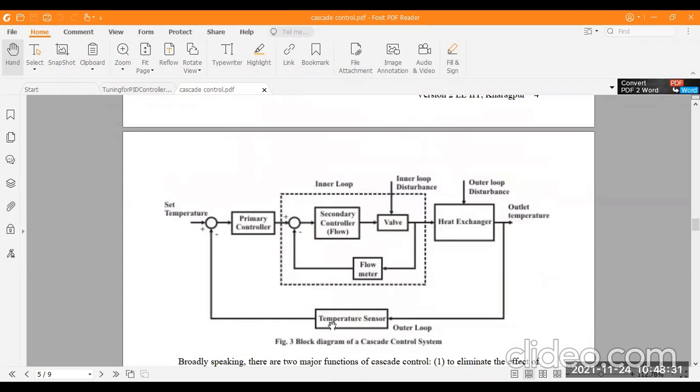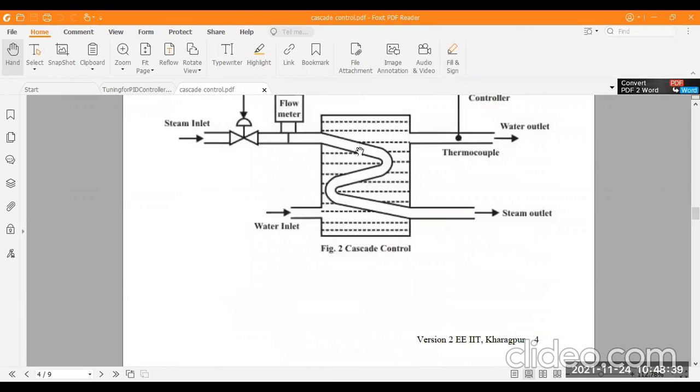Here you can see this is one example where we use temperature sensors also. Okay, this is a block diagram. Using this we take the example of a heat exchanger. So in that case we have to draw the block diagram. Here you can see this is the input where we set the temperature. Then we use two controllers here. One is the primary controller part, another one is the secondary controller part.